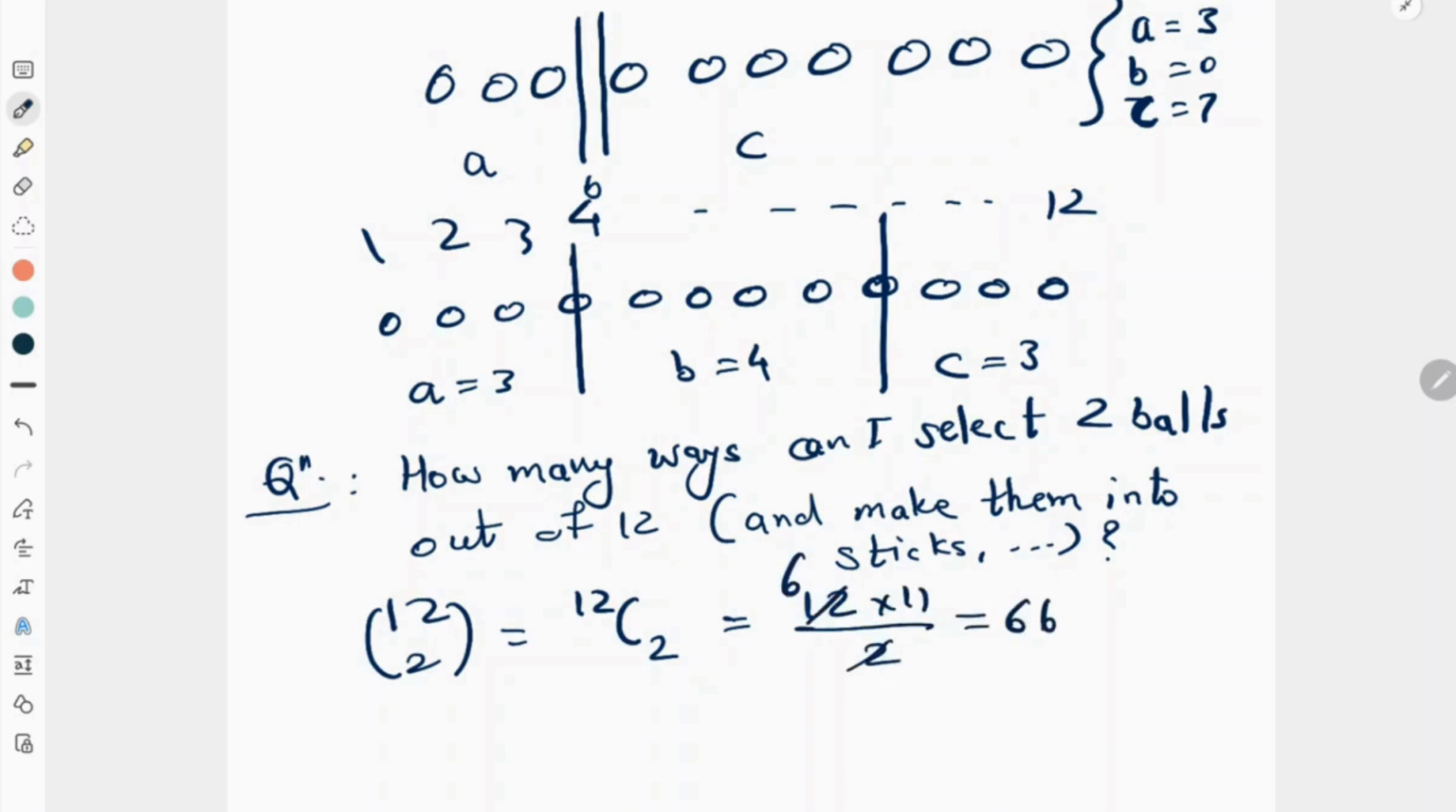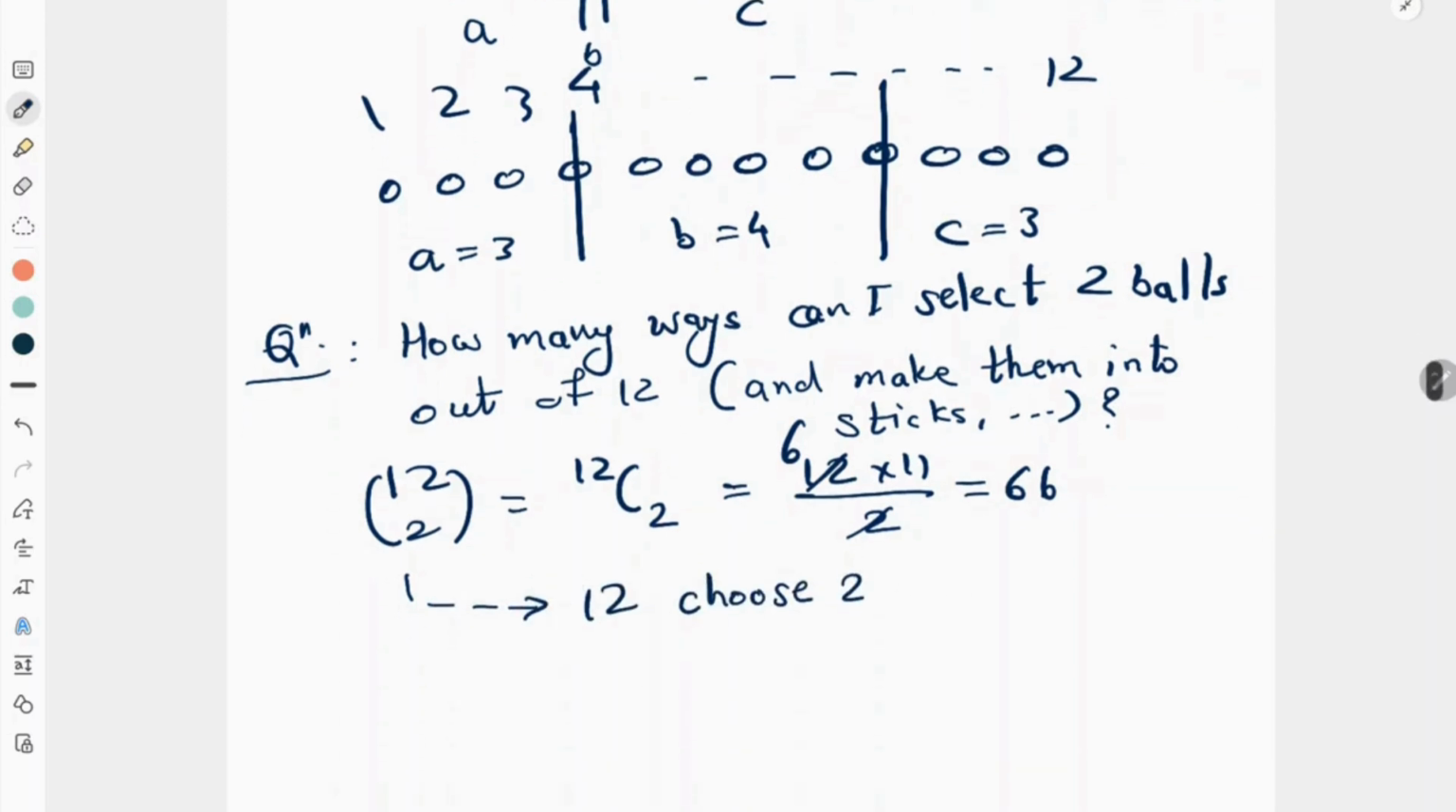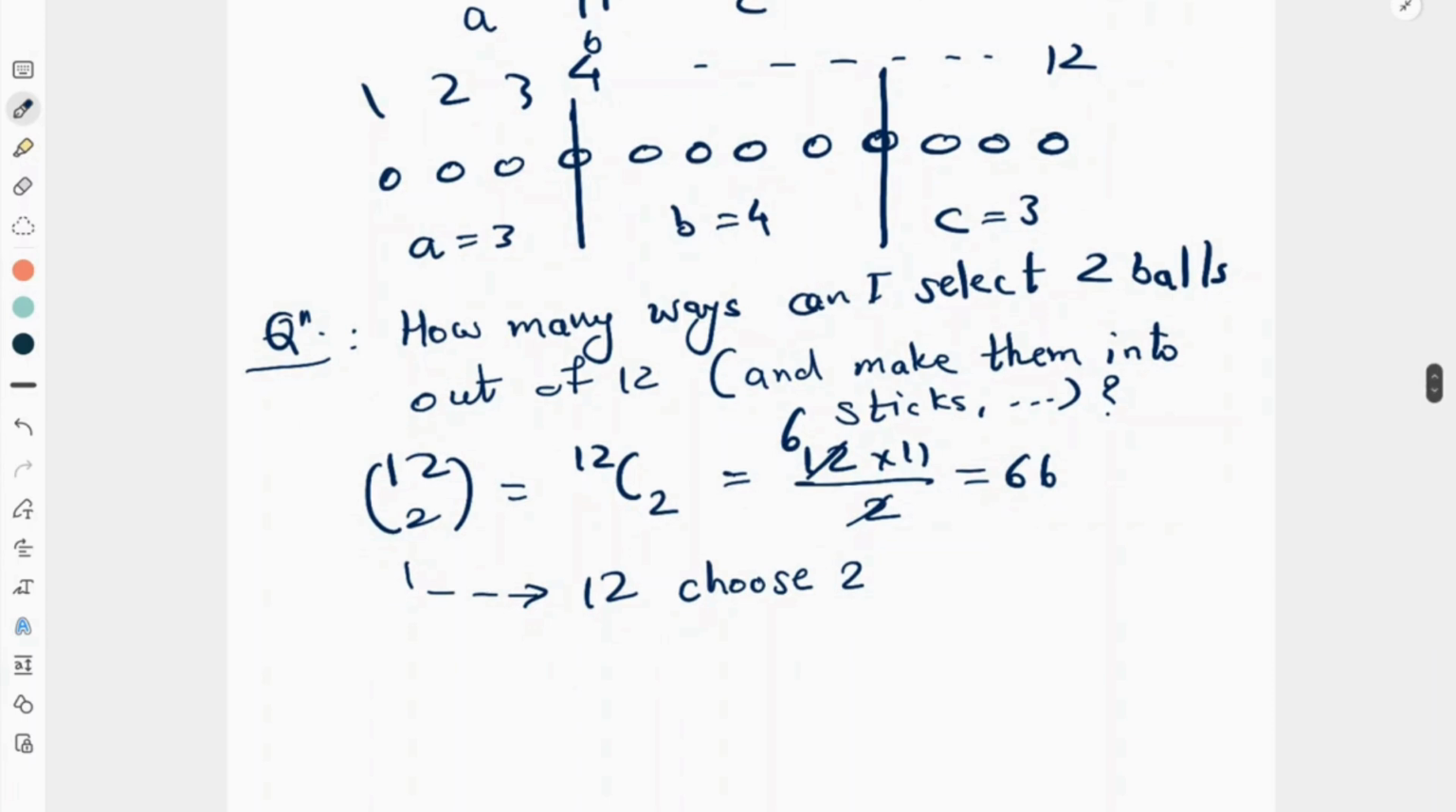again 66. I'm going to explain this formula and give you more details on what this means. This is the standard notation, pronounced as 12 choose 2. This is the number of ways of selecting two balls out of 12, or two objects out of 12 objects. In our example, these are 10 balls plus we needed 3 bins, so those are the two separators. So that's why this is 12, and we are selecting the separators here, which is 2.